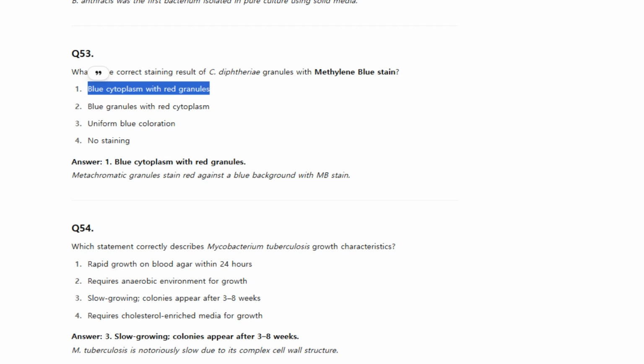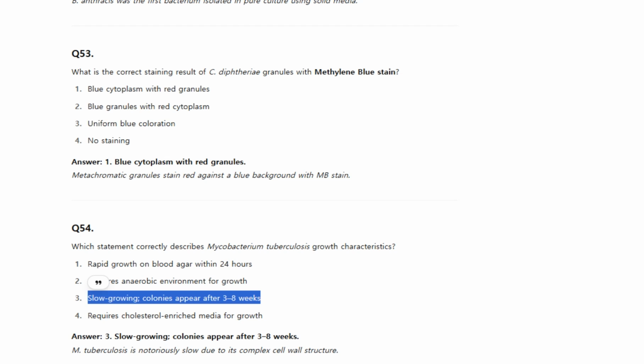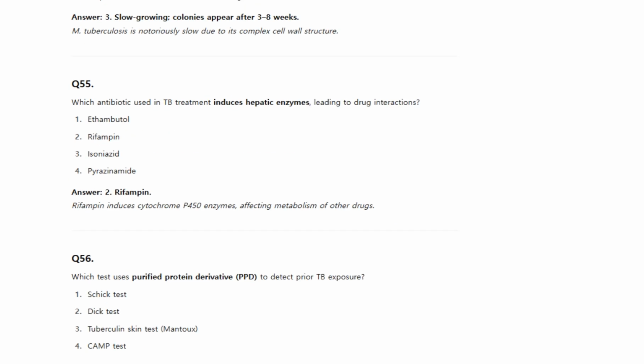Q54. Which statement correctly describes Mycobacterium tuberculosis growth characteristics? 1. Rapid growth on blood agar within 24 hours. 2. Requires anaerobic environment for growth. 3. Slow growing. Colonies appear after 3-8 weeks. 4. Requires cholesterol-enriched media for growth. Answer 3. Slow growing. Colonies appear after 3-8 weeks. M. tuberculosis is notoriously slow due to its complex cell wall structure.